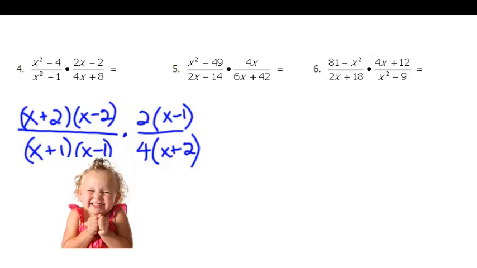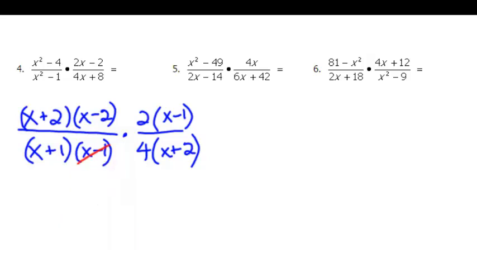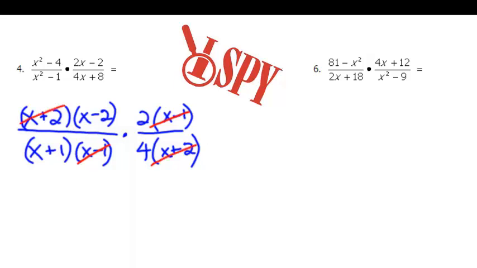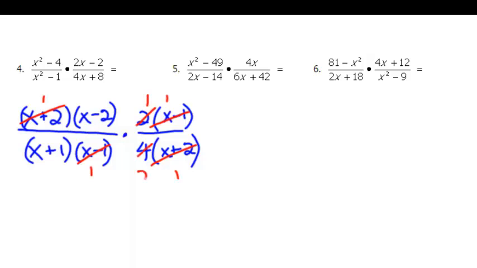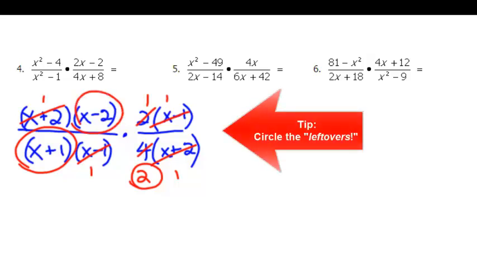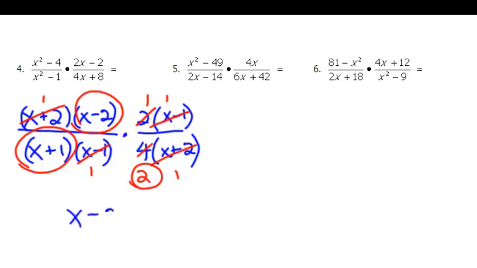Alrighty, let's start canceling. I see an x minus 1 and an x minus 1. Remember that game I Spy? I spy an x plus 2 and an x plus 2. These all, of course, turn out to be 1s. There's a 1 and a 2. And I think that might be it. Now, some of you might want to circle things that are left. If you write big and get a little messy, that might be an option for you. So my final answer is x minus 2 over 2 times the quantity x plus 1.